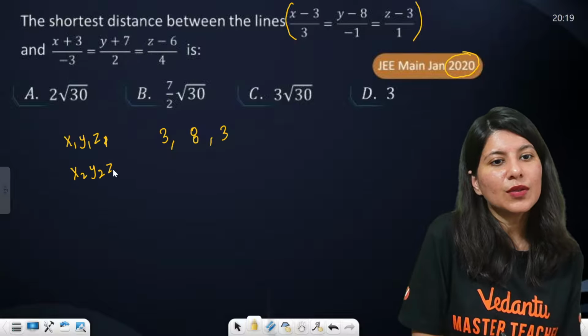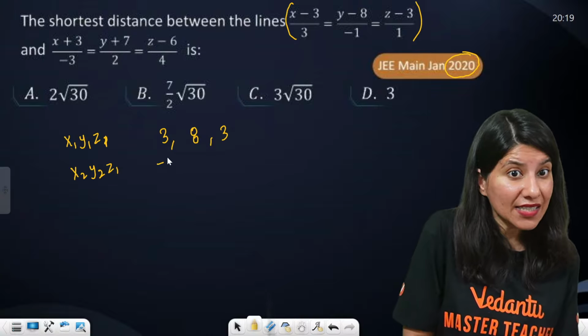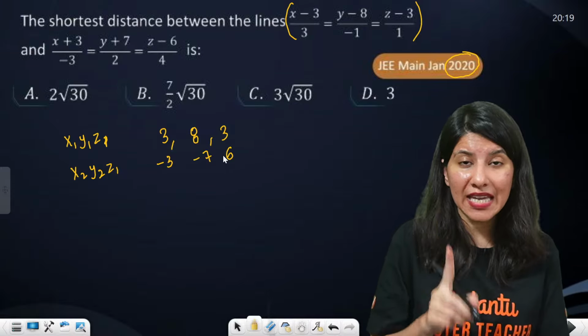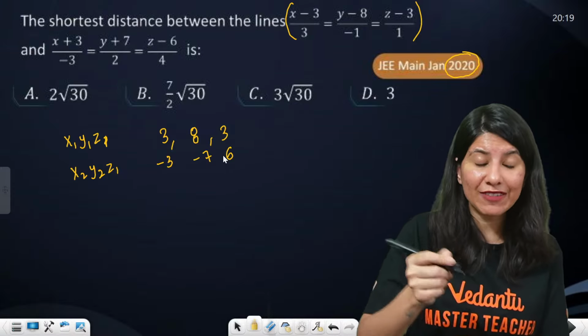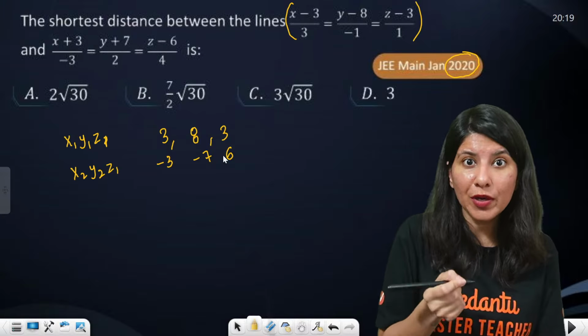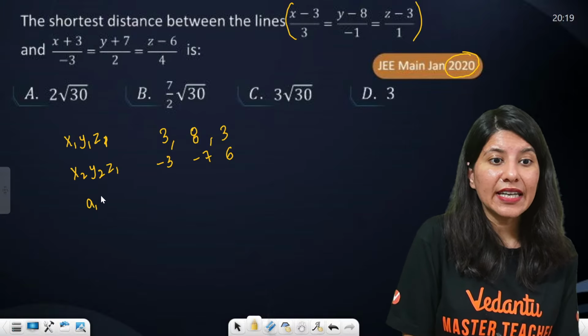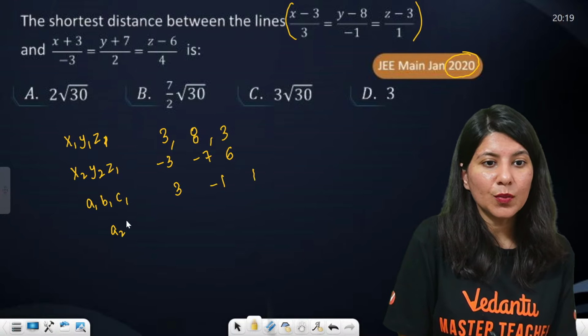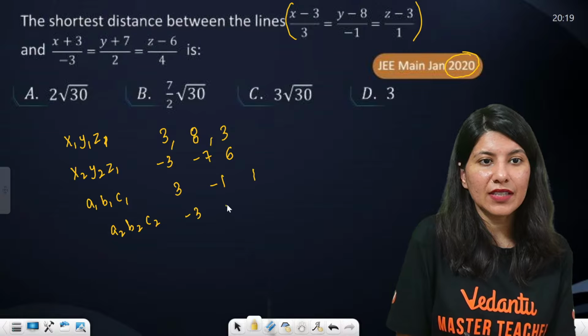x2, y2, z2, tell me. So this is minus 3, minus 7 and 6. Please do not make any mistake in plugging in and finding the coordinates of that point. Then a1, b1, c1 will be 3, minus 1, 1. a2, b2, c2 will be minus 3, 2 and 4.